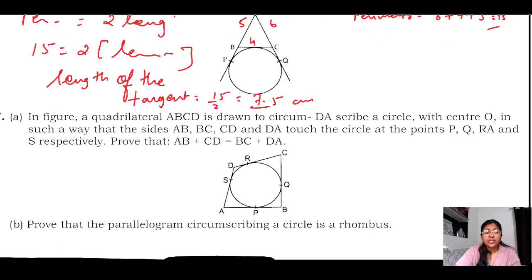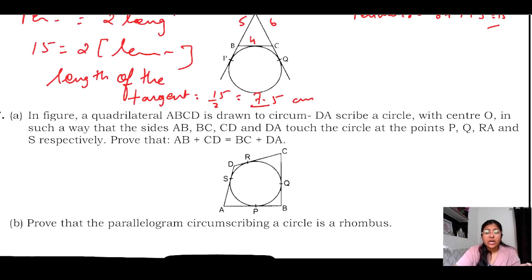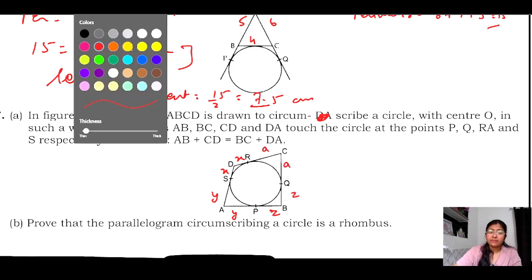Now see question number 17. In the figure, a quadrilateral ABCD is drawn to circumscribe a circle with center O in such a way that AB, BC, CD, and DA touch the circle at the points P, Q, R, S respectively. We need to prove this. Let's see the proof. This is X, this is also X. This is Y, this is also Y. If this is Z, this is also Z. This is A, then this is also A. Any doubt in this?